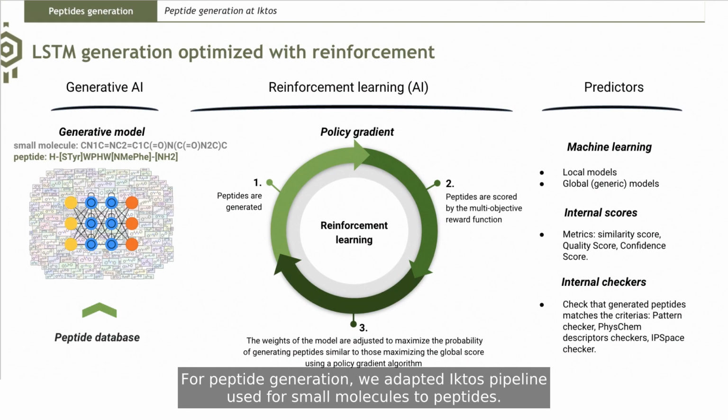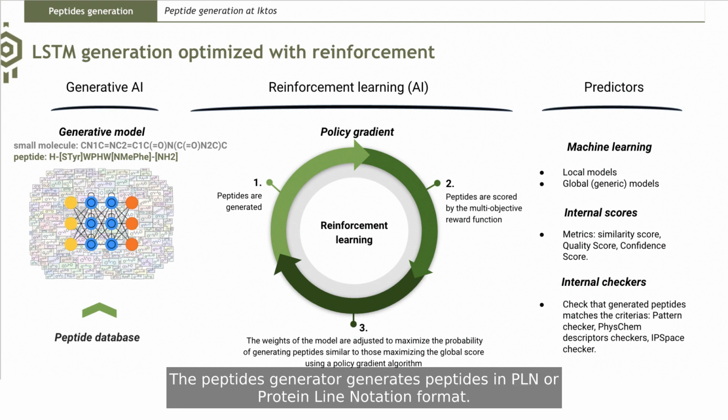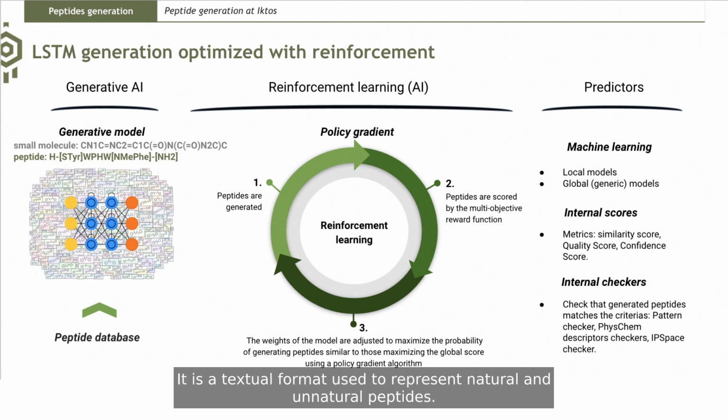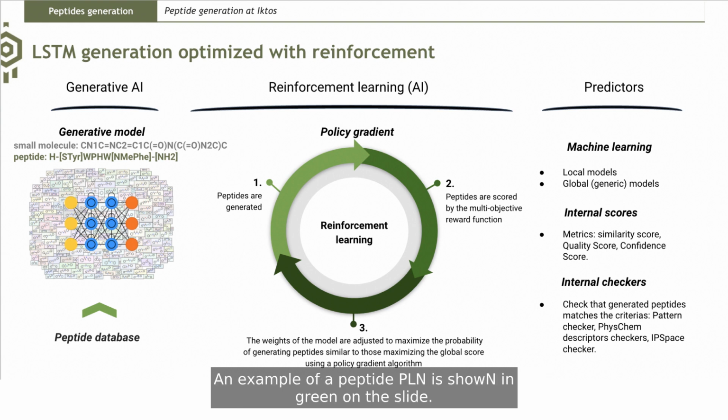For peptide generation, we adapted Iktos pipeline used for small molecules to peptides. The peptides generator generates peptides in PLN, or protein line notation, format. It is a textual format used to represent natural and unnatural peptides. PLNs are suitable for machine learning, hence our choice to use them for generation. An example of a peptide PLN is shown in green on the slide.